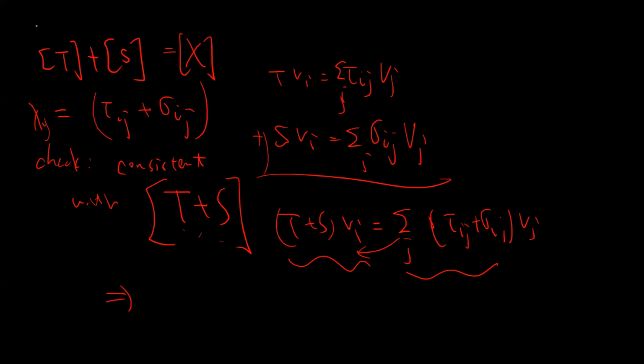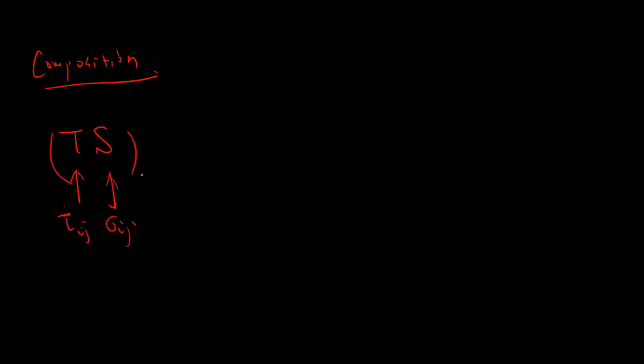And then next is the composition. The composition of matrices, I think everybody knows, right? If you multiply T and S, let's say this is tau ij, and this is sigma ij, then the ij component will be the summation of tau ik sigma kj, k from 1 to n. Okay, so this is the definition, right?